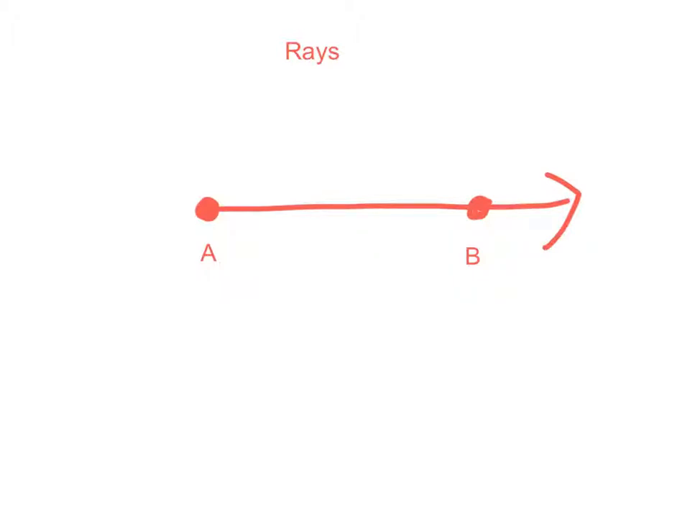The letter that names the endpoint of the ray is always written first. So whatever point it ends with is what you will write first. So in this case it would be AB, ray AB. This is how I would write it. Again, remember that the endpoint is always written first.